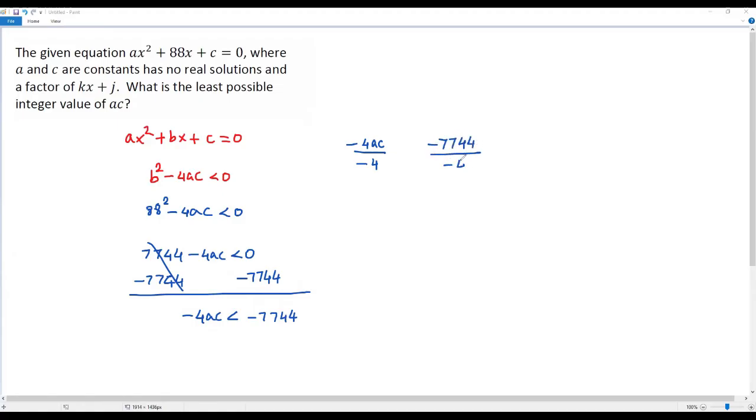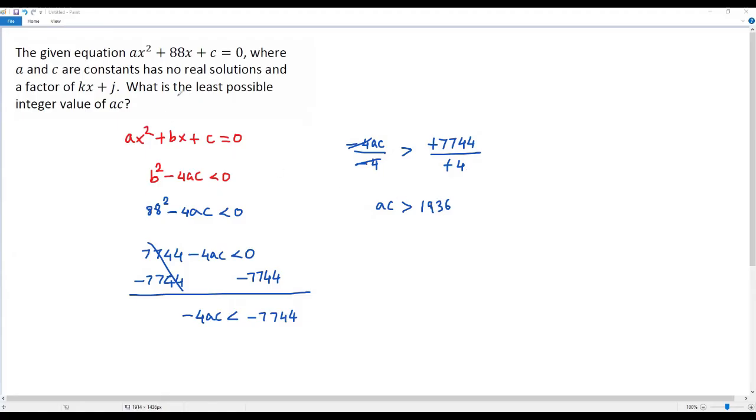Whenever I divide or multiply both sides of an inequality by the same negative value, I have to flip the inequality sign. Here we have less than. When I flip it over, it will become greater than. Then this −4 will cancel out. I am getting ac greater than, this negative will cancel out, and when I divide 7744 by 4, I am getting 1936. So the value of ac has to be greater than 1936.